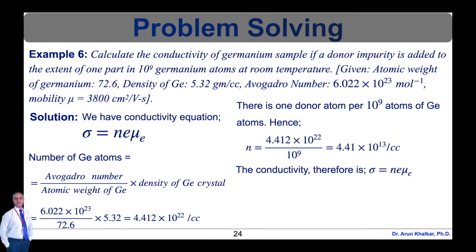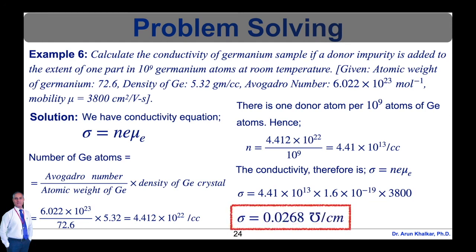Therefore, conductivity sigma is equal to n e mu E. So sigma is equal to the value of small n, 4.41 × 10^13, into charge 1.6 × 10^-19, into mobility 3800. So after calculating this, we get sigma is equal to 0.0268 mho per centimeter. So this is the solution of problem number 6.